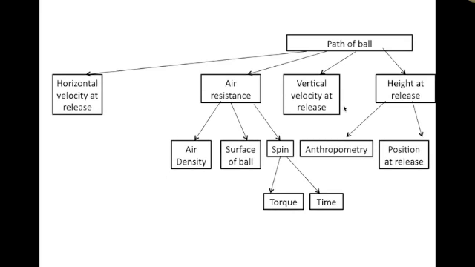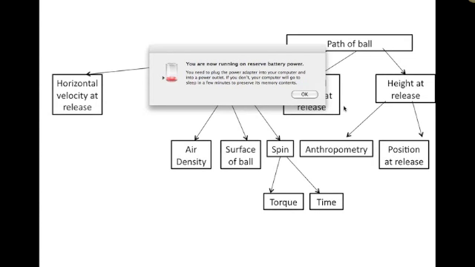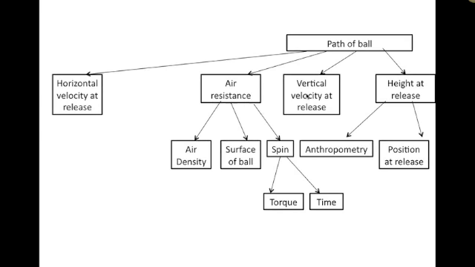Now let us talk about the path of the ball. The path of the ball, which is the other segment that we haven't mentioned, is associated with throwing a strike effectively. The path of the ball also affects whether or not the pitch is, again, like I said, a strike. The path of the ball after release is determined by its height at release, its horizontal and vertical velocity at release, and air resistance. We've already talked about the height at release, which is determined by the pitcher's position and anthropometry.